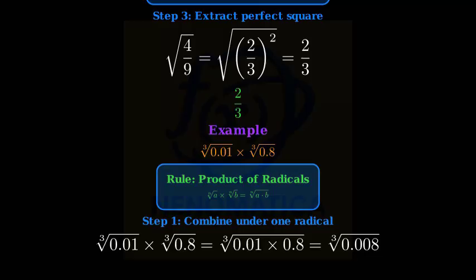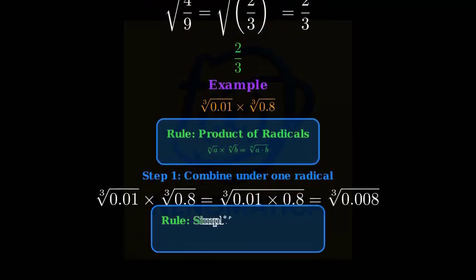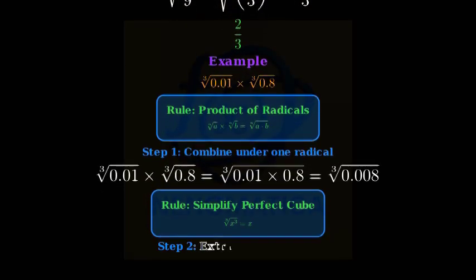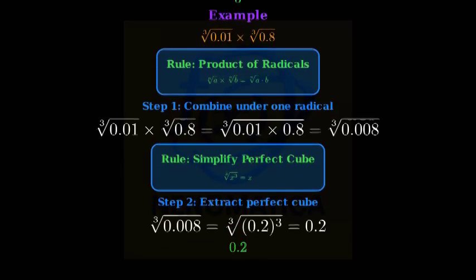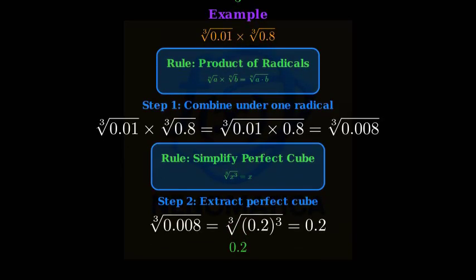Now, we need to determine if 0.008 can be simplified. If we have a perfect cube under a cube root, we can extract it. In this case, 0.008 is equal to 0.2 cubed. So the cube root of 0.008 equals 0.2.